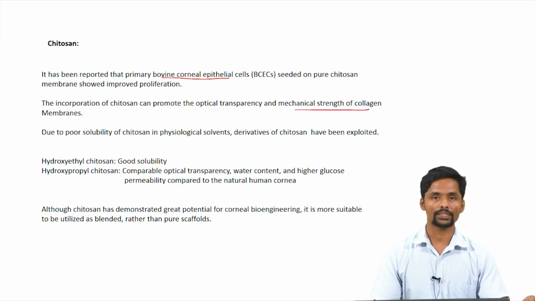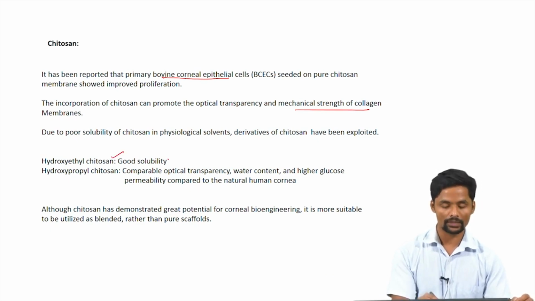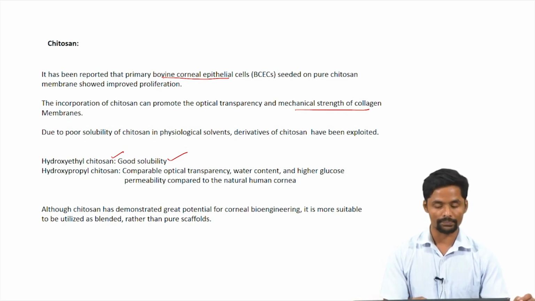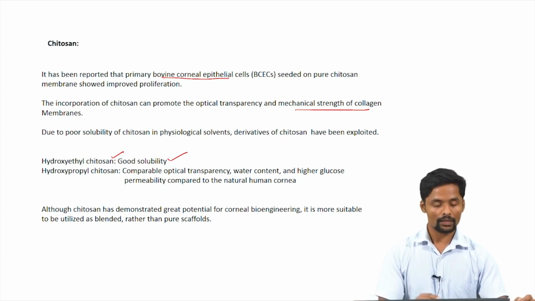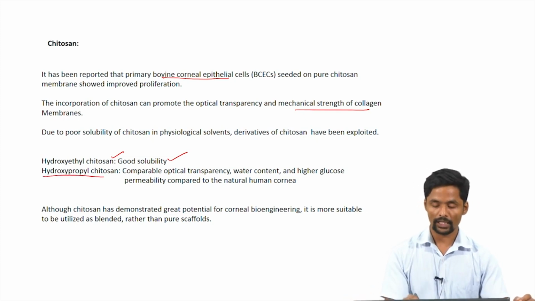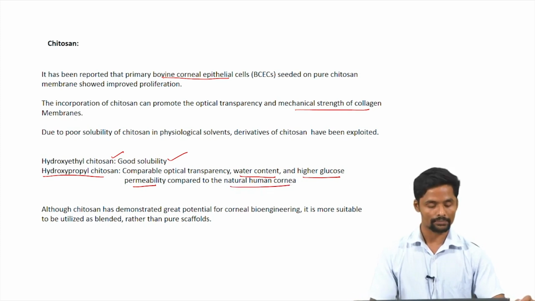But the problem with the chitosan is it is very poorly soluble in the physiological medium. Hence, the derivation of chitosan has been tried out. For example, hydroxyethyl chitosan, which has a very good solubility, and also they have tried to use hydroxypropyl chitosan. Compared to the natural human cornea, the hydroxypropyl chitosan has a comparable optical transparency, comparable water content and high glucose permeability.